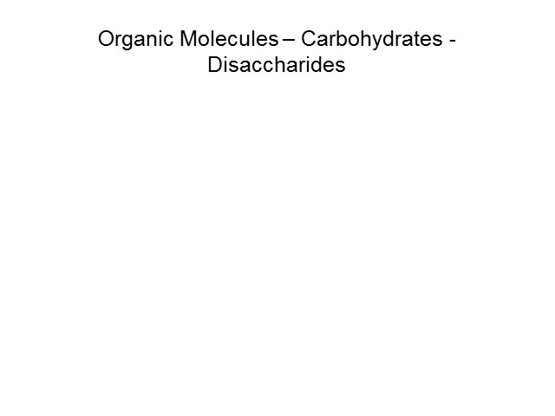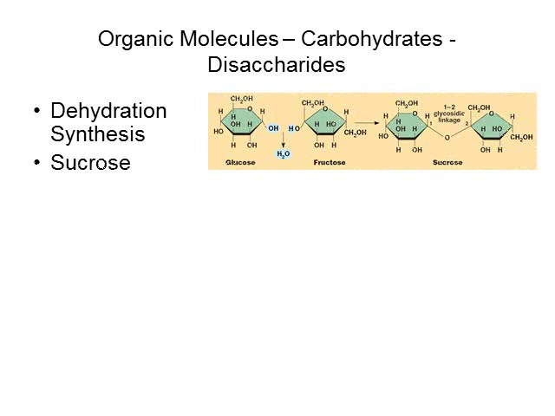Now, the second group of carbohydrates are the disaccharides. The prefix di means 2, and saccharides are sugars. So the disaccharides are the double sugars. Now, disaccharides are formed by combining 2 monosaccharides through a process called dehydration synthesis. Dehydration synthesis is the removal of water to form a chemical bond. Take, for example, the molecule sucrose, which is normal table sugar.